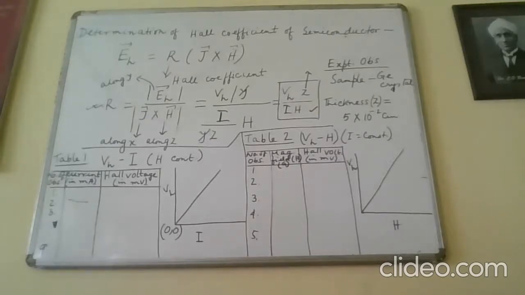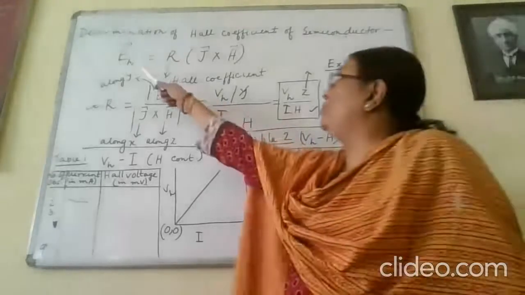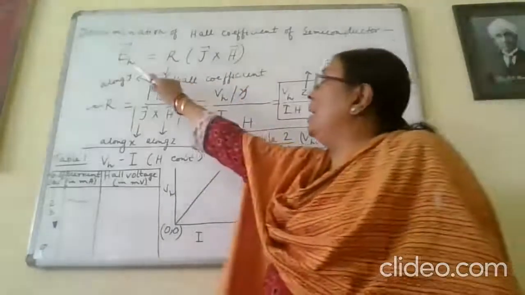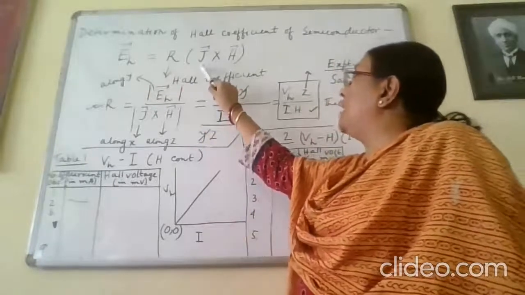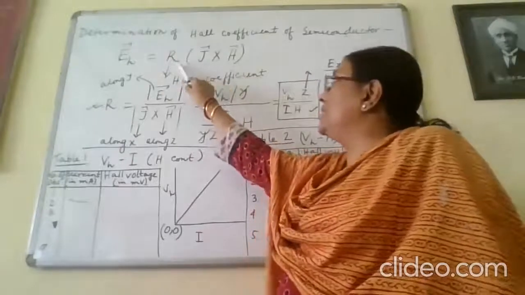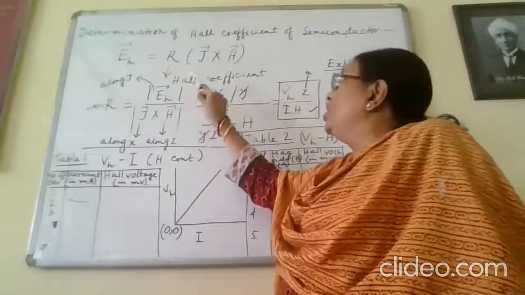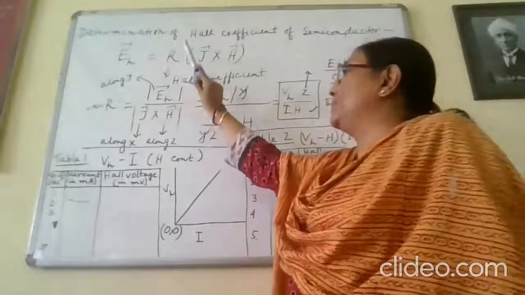Now the expression for the Hall field, let us take a look. Just take a look at the board. What is there? That is EH equal to R J cross H. So this is the Hall field which is proportional to the cross product of current density and the magnetic field, and this is the constant known as the Hall coefficient. So we have to determine the value of R through this experiment.